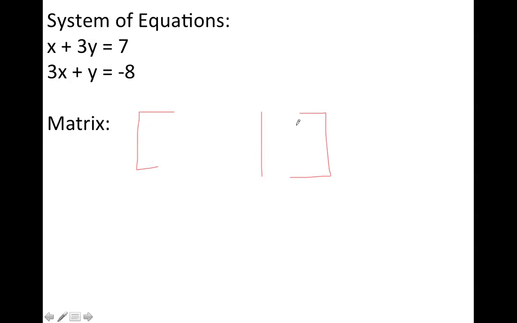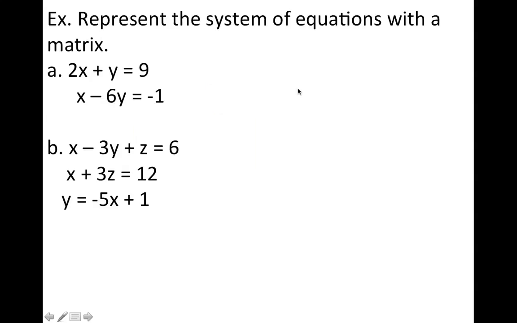So row 1 will be our first equation. So our coefficient for x is 1. Our coefficient for y is 3. And then we put our constant term on the other side of the equal to sign. Then we go to our second equation. Again, only write the coefficients. So we have 3, 1, and negative 8. Again, this first column is our x's, our next column is our y's, and our last column are our constant terms. So go ahead and write these systems as matrices.